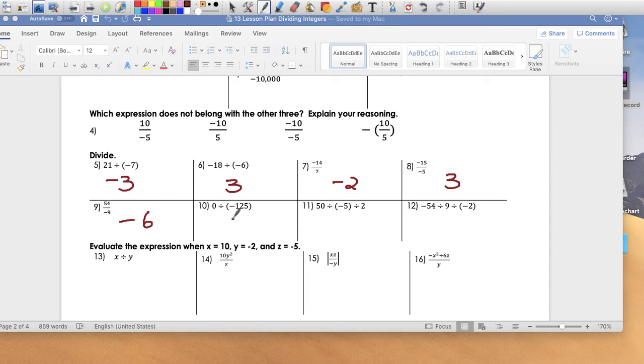0 divided by anything is just 0. This is 50 divided by 5, which is negative 10. And then I'm going to divide it by 2. And a negative divided by positive gives me negative 5. This one, do these two first. Negative 4, 54 divided by 9 is negative 6. And then I divide that by negative 2. I'm going to get positive 3 because both signs are the same.